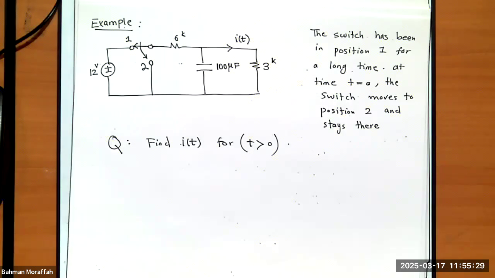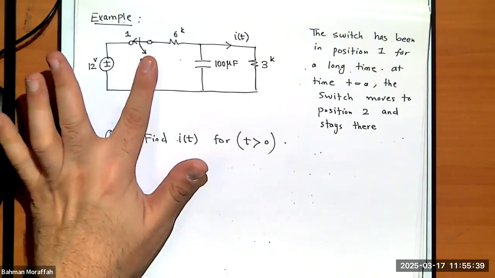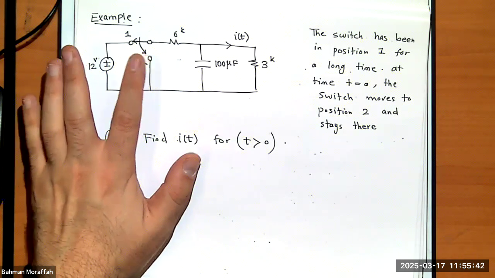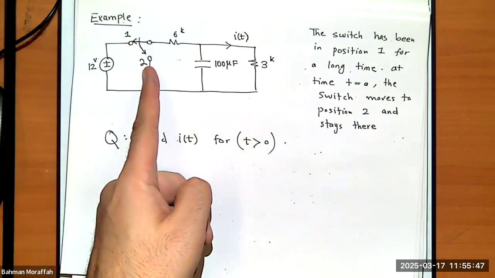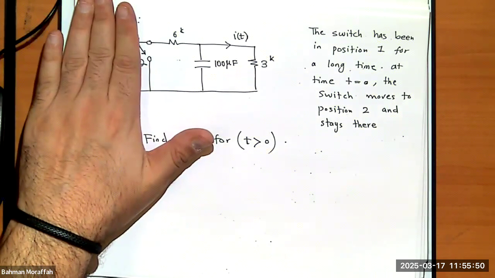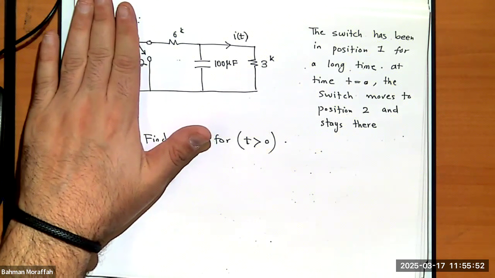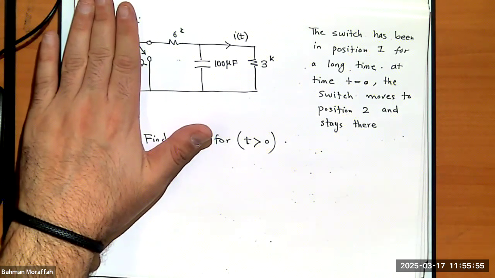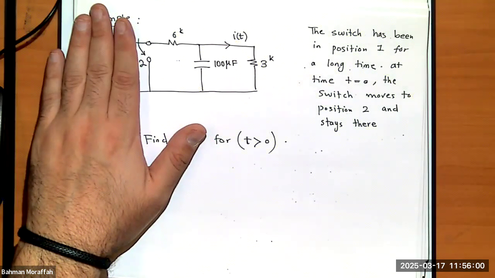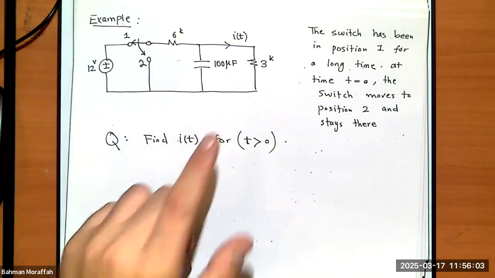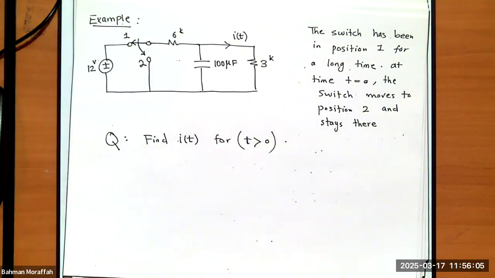So I have a circuit that looks like this. I know for all negative times, we're in position 1, which means this portion of the circuit does not exist. But as soon as I hit time 0, the switch moves from position 1 to position 2, which means this portion of the circuit does not exist for all times greater than 0. And the idea is, what is this IT?